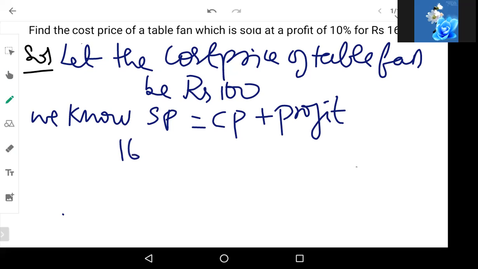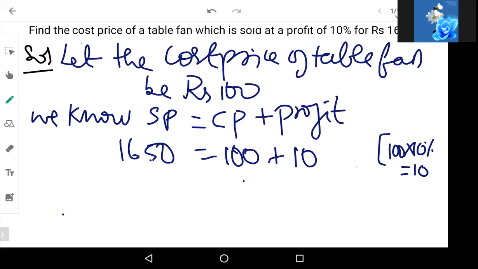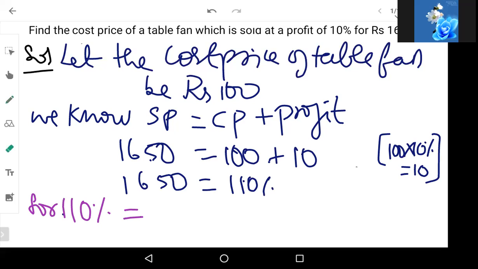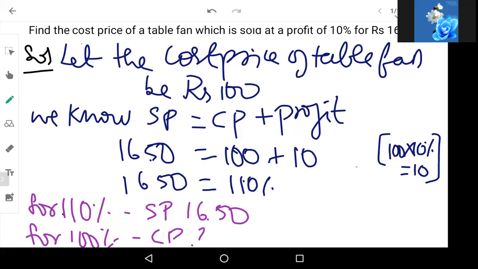Now here selling price is 1650 and cost price is assumed as 100 plus profit is 10%, which is 100 into 10% is 10. So 100 plus 10. So for selling price of 1,650, we are getting 110%. Okay, now what we are supposed to find here is for 110%, the selling price is 1650. For 100%, what will be the cost price? Okay, we are selling a table fan at 10% profit. At 110%, the amount is 1650. We have to find out for 100% what should be the cost price.